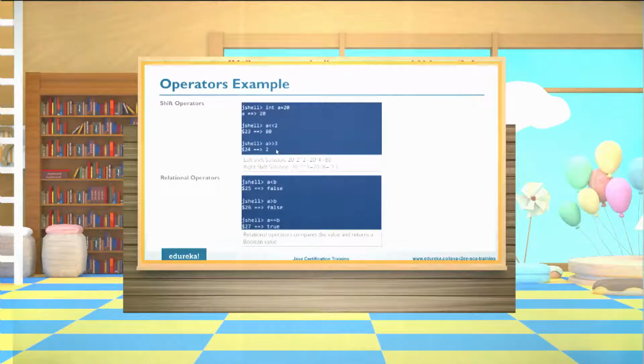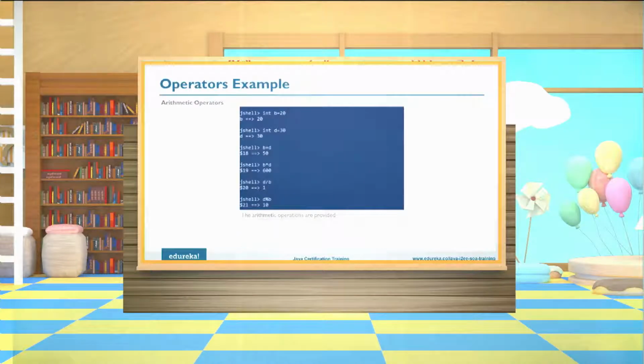So now we have relational operators, which are pretty much simple, like a less than b, it gives false. A greater than b, a equals b. Since a is equal to b in this case, that's why we have a less than b as false and a greater than b as false, whereas a equal to b is true.